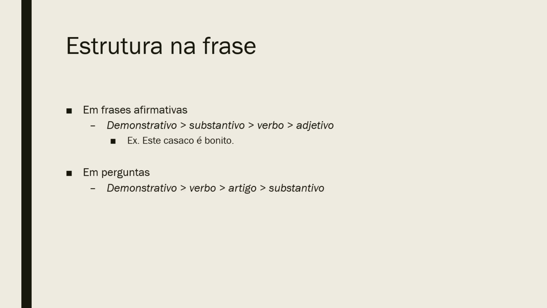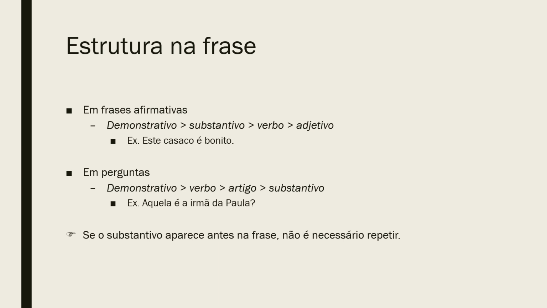In questions, you're going to have a little inversion, small inversion of the elements. So you're going to have demonstrative, verb, article, usually, and then the noun. And this rounds up to aquela é a irmã da Paula, like that one is Paula's sister. And as exactly as you can see in here, demonstrativo, aquela, verbo, é, artigo, a, and then substantivo, irmã, and then the follow-up of the sentence.